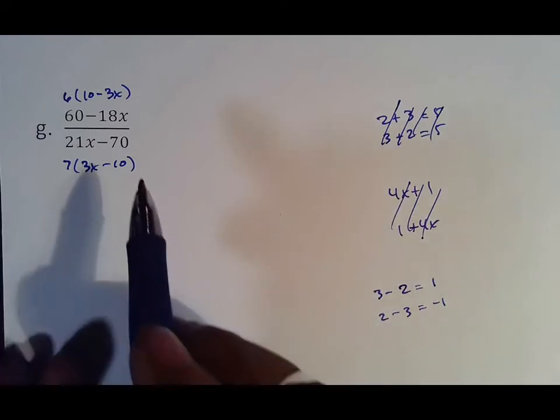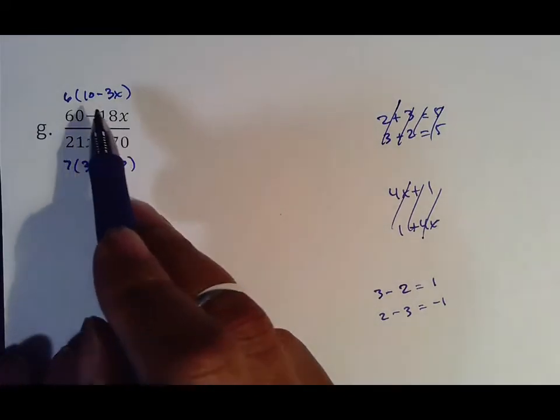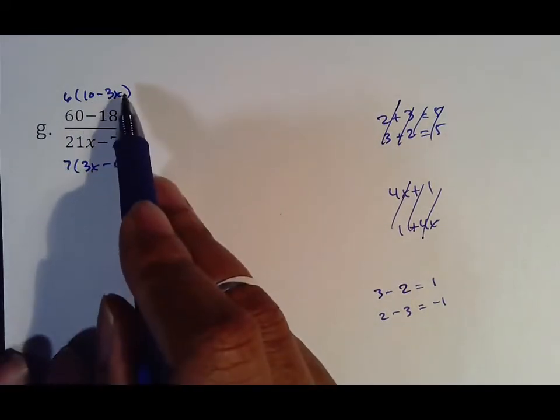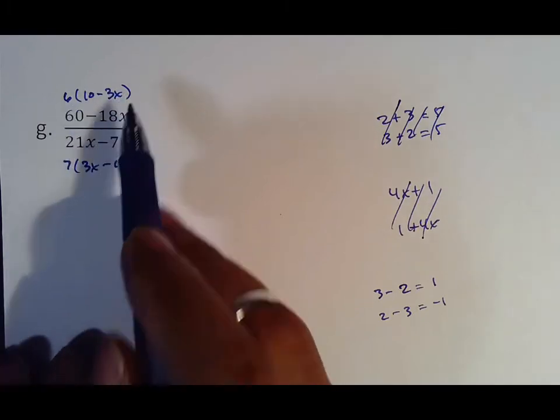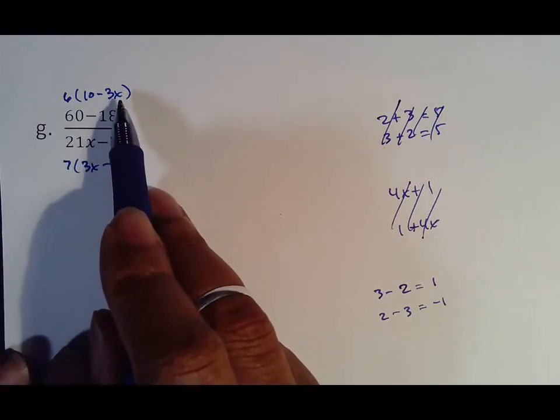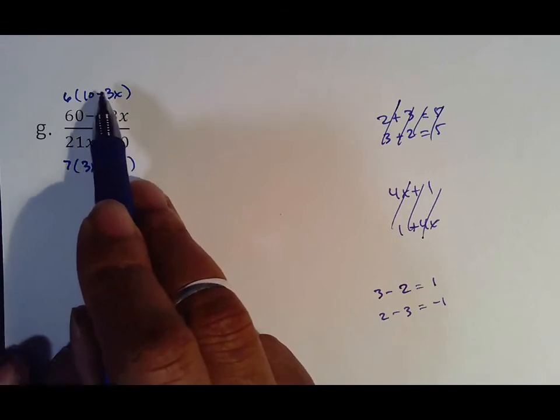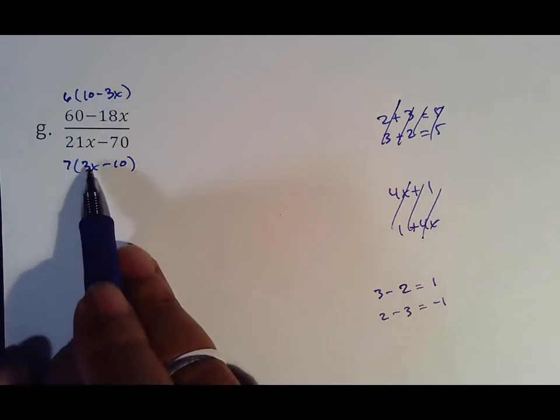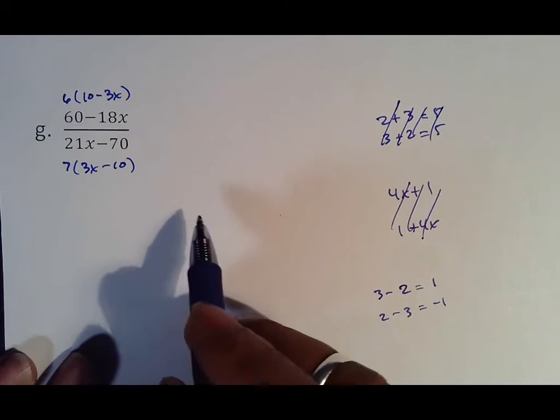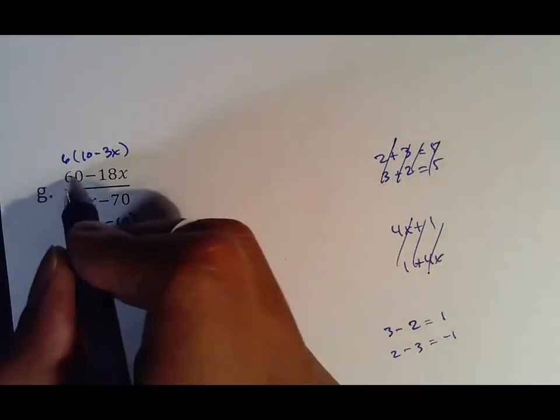And so what I'm looking at is I have a 3x minus 10 and a 10 minus 3x. And these would be the same if I could just move the 3x in front and put the 10 in back. But think about it. If I move the 3x in front, that is a negative 3x and a positive 10, which is the opposite.